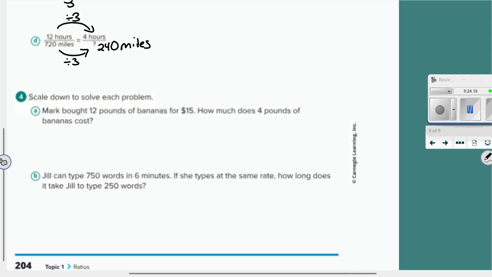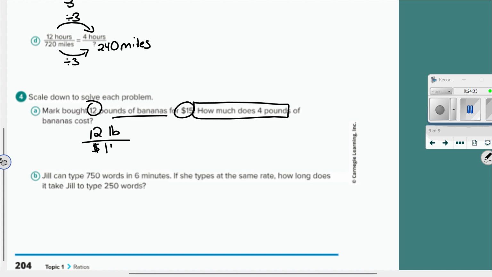All right, Mark bought 12 pounds of bananas for $15. How much does 4 pounds of bananas cost? So what is our original ratio? 12 pounds of bananas, $15. 12 pounds to $15. And what do I know from my question? 4 pounds of bananas. 4 pounds. So what do I do to 12 to get to 4? Divide by 3. So 15 divided by 3? 5. It will cost $5. My brain has shut off for the weekend already.